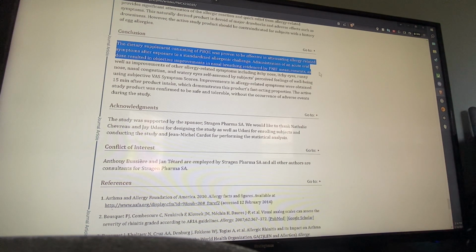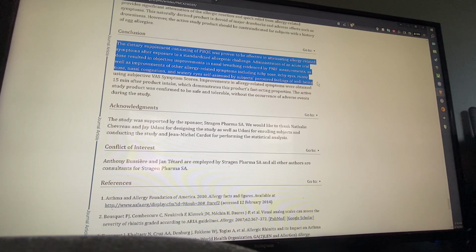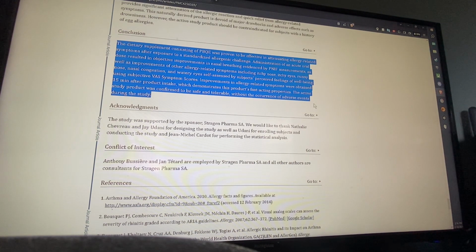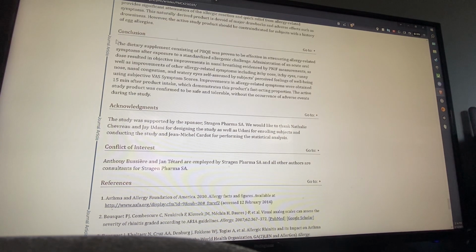Administration of an acute oral dose resulted in objective improvements in nasal breathing evidenced by PNIF measurements, as well as improvements of other allergy-related symptoms, including itchy nose, itchy eyes, runny nose, nasal congestion, and watery eyes, self-assessed by subjects' perceived feelings of well-being using subjective VAS symptom scores. Improvements in allergy-related symptoms were obtained 15 minutes after product intake, which demonstrates this product's fast-acting properties. The active study product was confirmed to be safe and tolerable without the occurrence of adverse events during the study. So there is actually something to this.